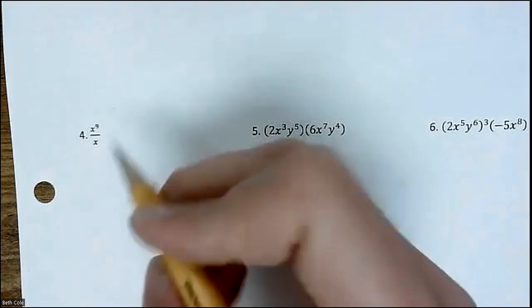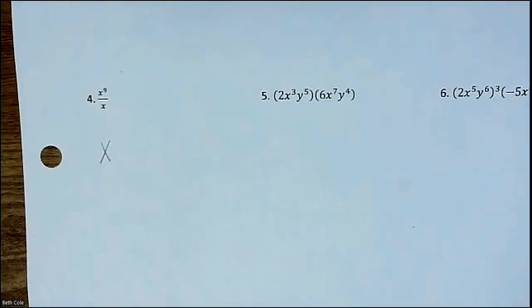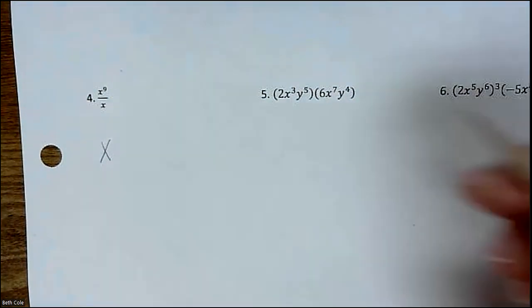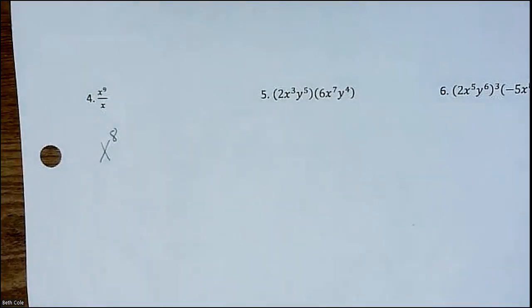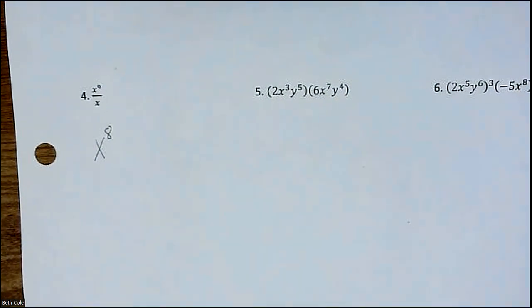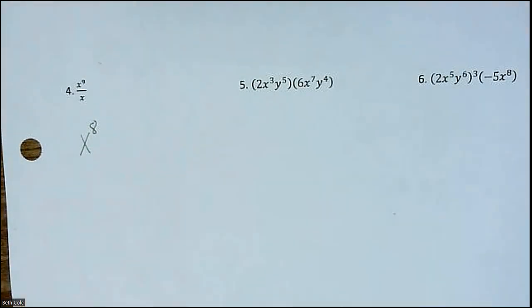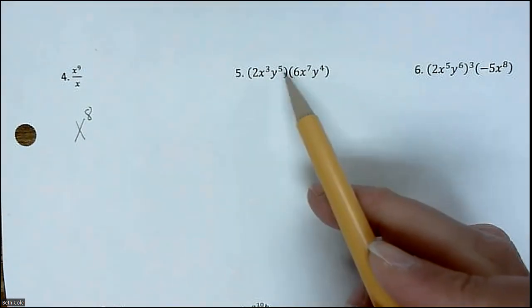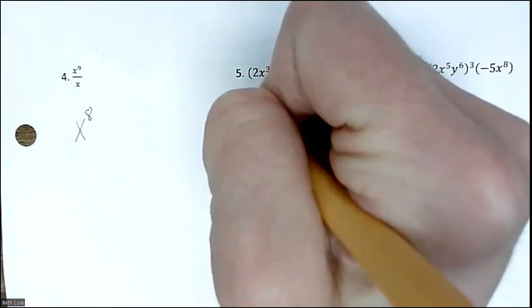Here you're dividing. That means you're going to subtract. This is really x to the 1. So 9 minus 1, 8. Now, these aren't any different. They're just larger problems is all. We're multiplying. So 2 times 6 is 12.